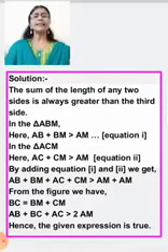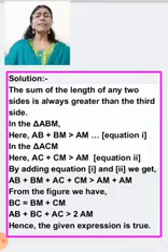So this way we will get two equations. First equation is AB plus BM is greater than AM. And second equation is AC plus CM is greater than AM. Now we are going to add both the equations. So when we add these two equations, we'll write like this: AB plus BM plus AC plus CM is greater than AM plus AM. And AM plus AM is twice AM, 2 AM.